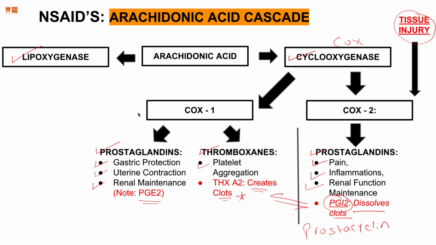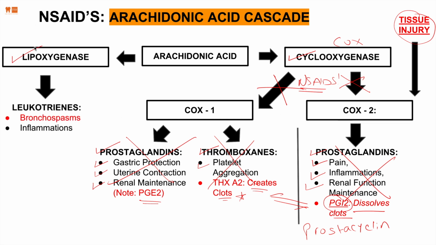So, where do we think the NSAIDs act? Well, they act here, and they act here. See, remember this. The cyclooxygenase 1 and 2, COX-1 and 2, are blocked by NSAIDs. Therefore, all of these functions are blocked. Then there is lipoxygenase, which then gives rise to leukotrienes. Leukotrienes are responsible for causing bronchospasms and inflammations.